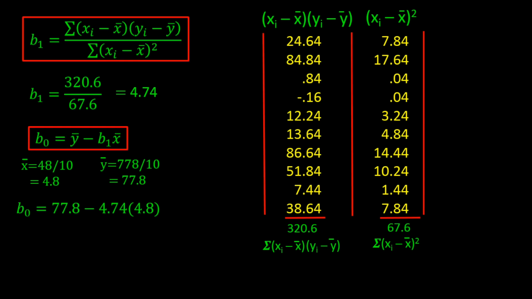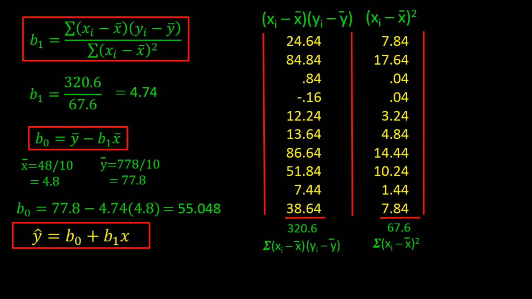77.8 is y bar, and 4.8 is x bar. And where did 4.74 come from? That comes from here, the slope. And we get a y-intercept of 55.048. So now we have our slope and our y-intercept, and now we can define our y-hat line.